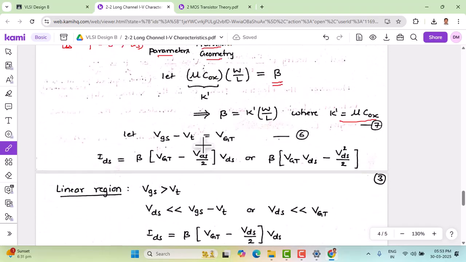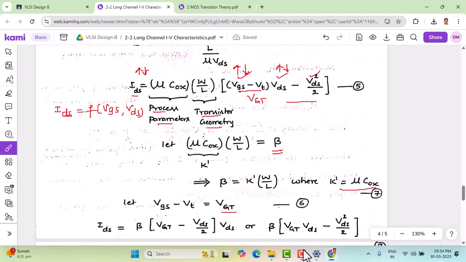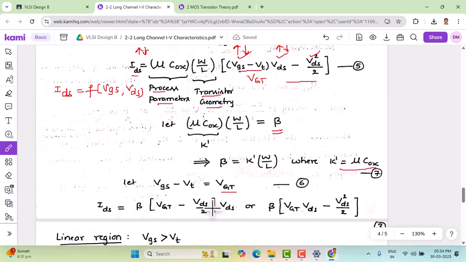Now, as I told you already, VGS minus VT can be called VGT. Then the equation in the linear region can be simplified like this: IDS is equal to beta into (VGT minus VDS by 2) into VDS, or this can be written as beta VGT into VDS minus VDS square by 2. The same substitution: instead of VGS minus VT, we substitute VGT. So we get two versions of the equations.